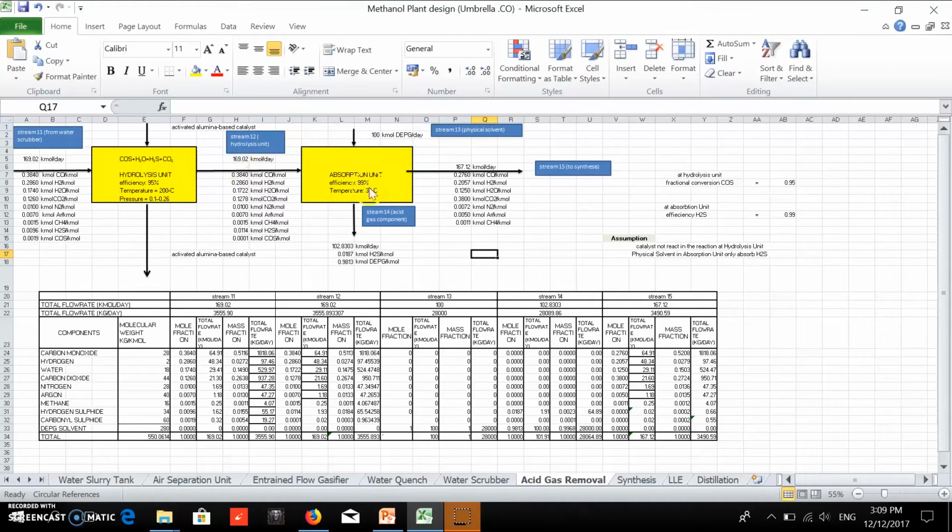Okay, so the next process unit is the absorption unit, which is used to separate the hydrogen sulfide, with an efficiency of 0.99. Then stream 13 has a physical solvent, which is DEPG, which is used to physically absorb the hydrogen sulfide, and then they flow together in stream 14. And then the other components, from CO to CH4, will flow in stream 15, containing a little bit of hydrogen sulfide and carbonyl sulfide.